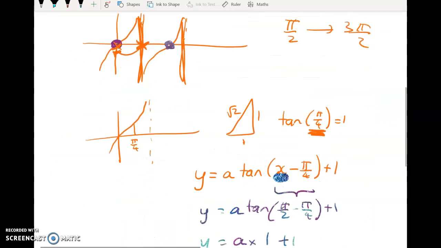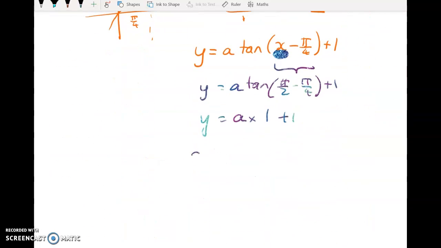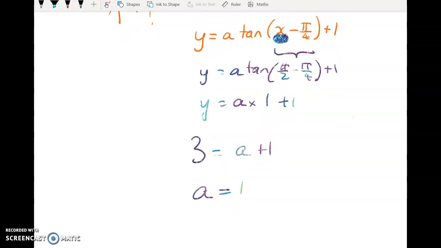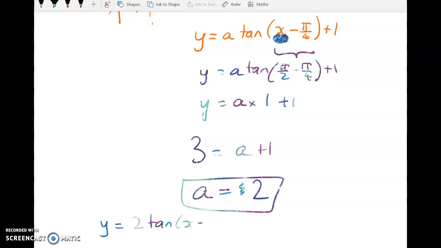And that means that I've got 3 is equal to a plus 1. So a is equal to 1. In other words, there's been a stretch in the direction parallel to the y-axis with a scale factor of 2. Sorry, 3 take away 1 does not equal 1. 3 take away 1 equals 2. There we go, so a equals 2. So my final function is y is equal to 2 tan of x minus pi on 4 plus 1.